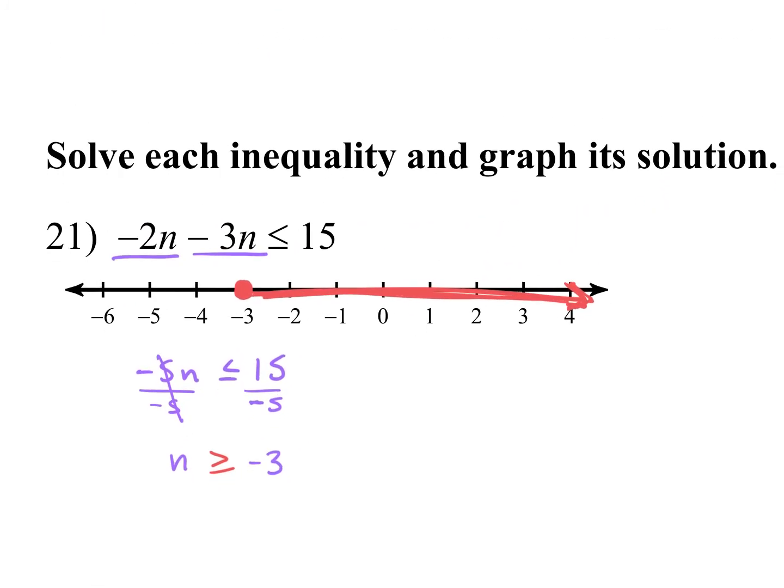So just remember, for inequalities, if you have greater than or equal to or less than or equal to, it's a closed circle. If you have greater than or less than with no equal to on it, it's an open circle. Any questions here?